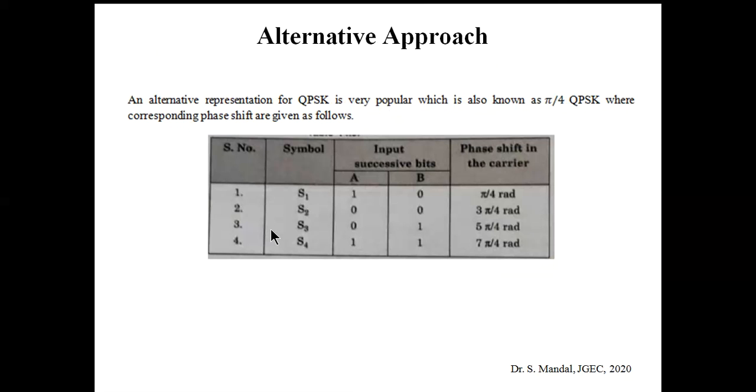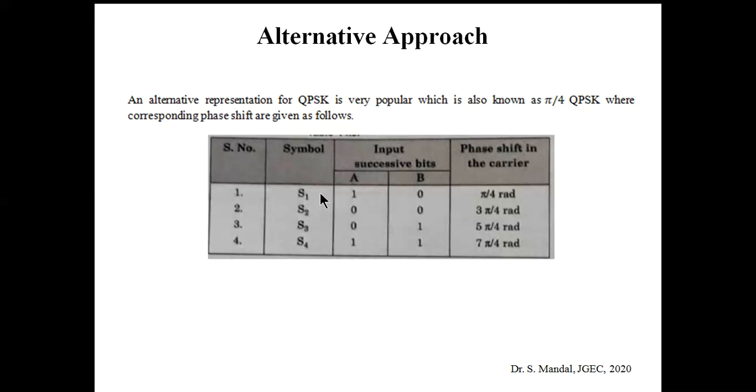Now, an alternative approach. An alternative representation for QPSK is very popular, which is also known as the pi by 4 QPSK. Here, instead of using 0, 90, 180 and 270 degree phase shifts, we have used pi by 4, 3 pi by 4, 5 pi by 4 and 7 pi by 4 radian for the different symbols. So the corresponding phase shifts for the symbols are given here.